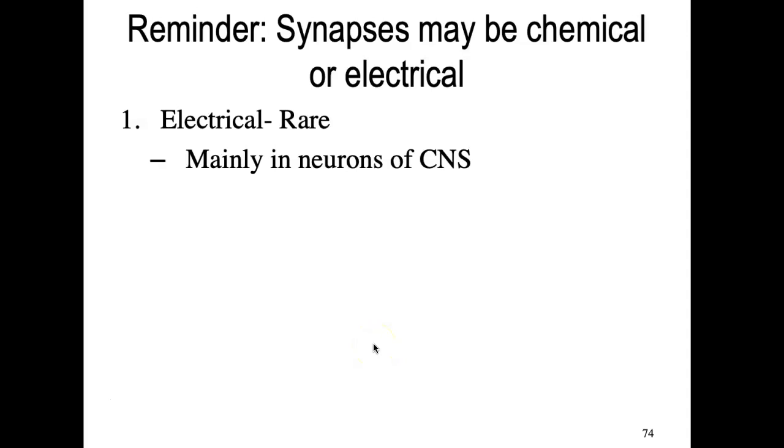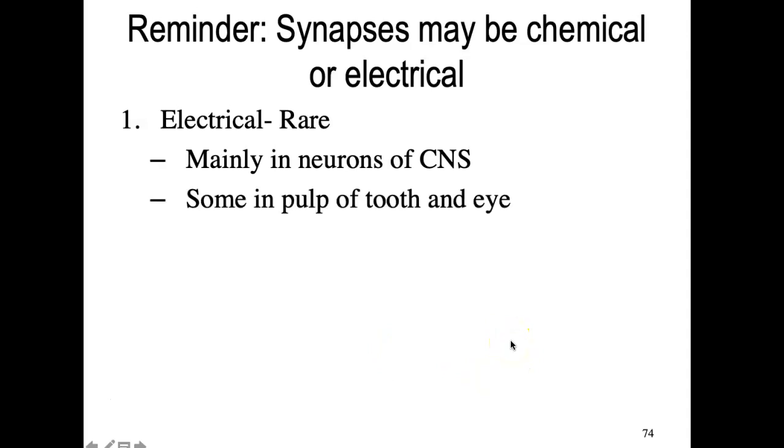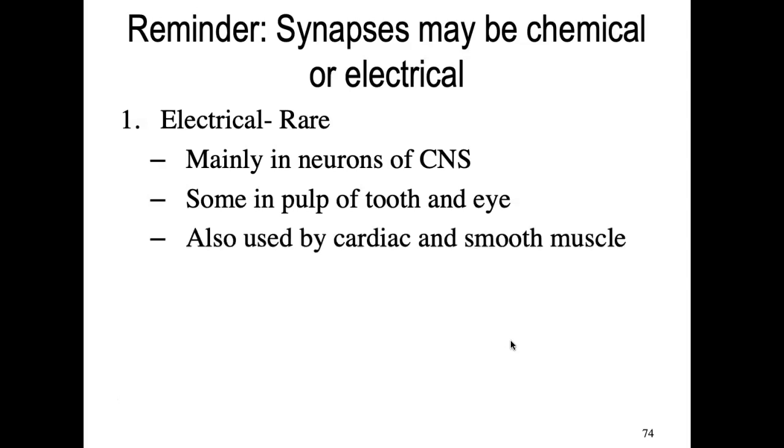This is a reminder slide talking about synapses. They may be chemical or they may be electrical, but remember that the electrical ones are rare. Those are the gap junctions in the heart or neurons in the central nervous system. We also have some that are in the pulp of your tooth and in the eye. So we sort of pinpoint out where these are. And as I said, cardiac and also smooth muscle in the smooth muscle of the digestive tract.